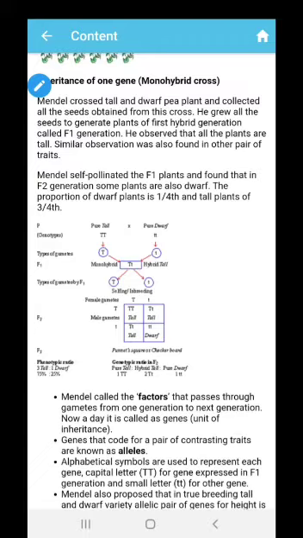Now, when Mendel crossed these children of the F1 generation by self pollination, he found in the F2 generation that the proportion of dwarf plants was 1/4 and the proportion of tall plants was 3/4. So all the progenies that were produced had dwarf plants at 1/4 and tall plants at 3/4.